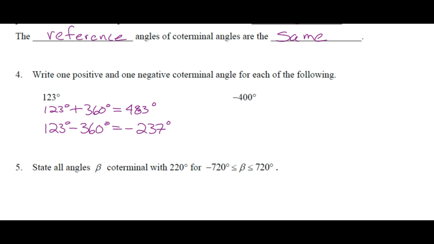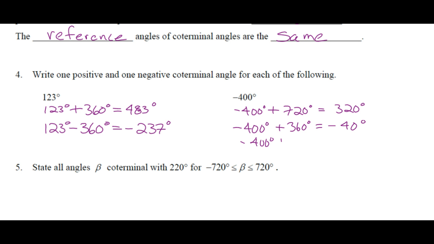Negative 400, I need a positive coterminal angle. So, adding 360 won't do it, right? So we've got to add two 360s. We'll add 720 degrees, which will give me positive 320 degrees. How about a negative coterminal angle? Well, we could just add 360, right? And get negative 40 degrees. Or we could subtract 360 and get negative 760 degrees.